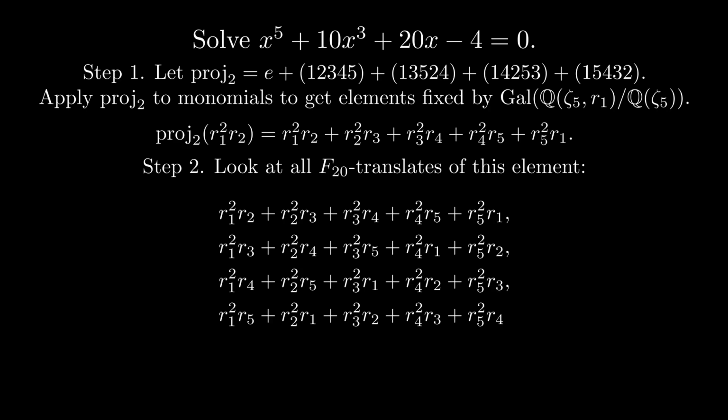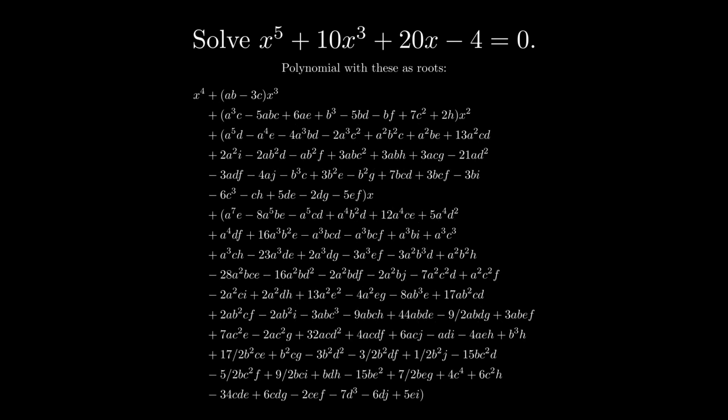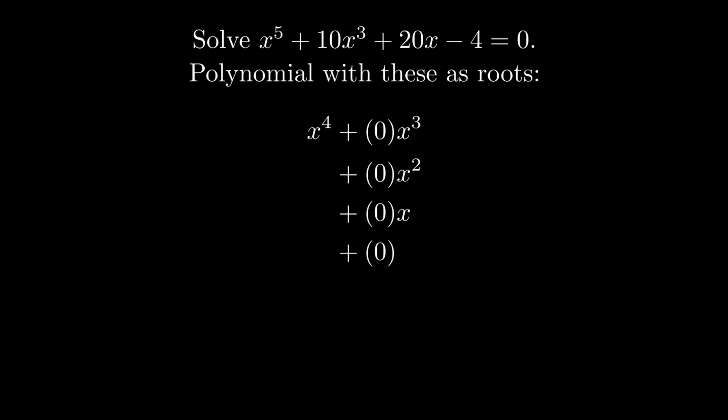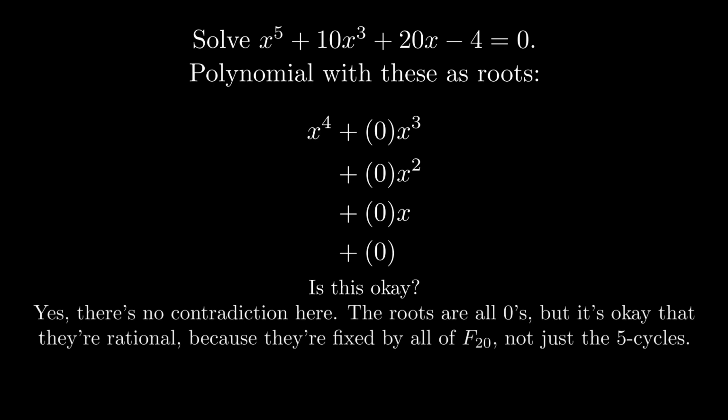Using our library, we get this degree 4 polynomial, and plugging in our values for a through j, we get this. Wait, what? The polynomial is x to the 4th equals 0? What does that mean? It means that all 4 of our roots we constructed are 0. Is that okay? We were expecting an irreducible polynomial, and we got this very reducible polynomial. But it turns out that there is no problem, because while the roots are all 0, that just means that 0 is fixed by all of F20.